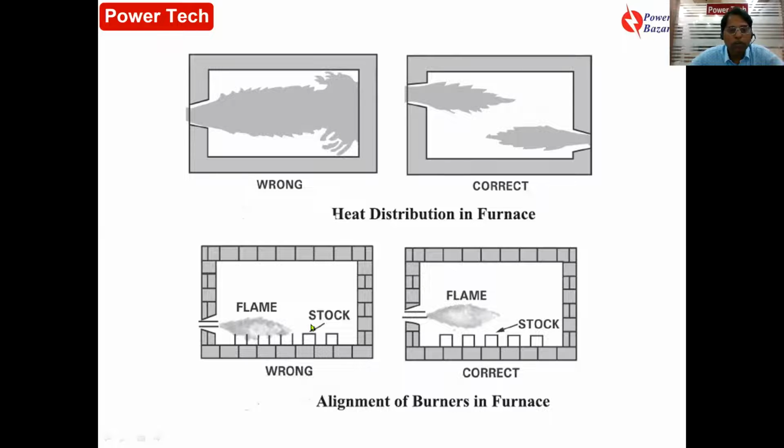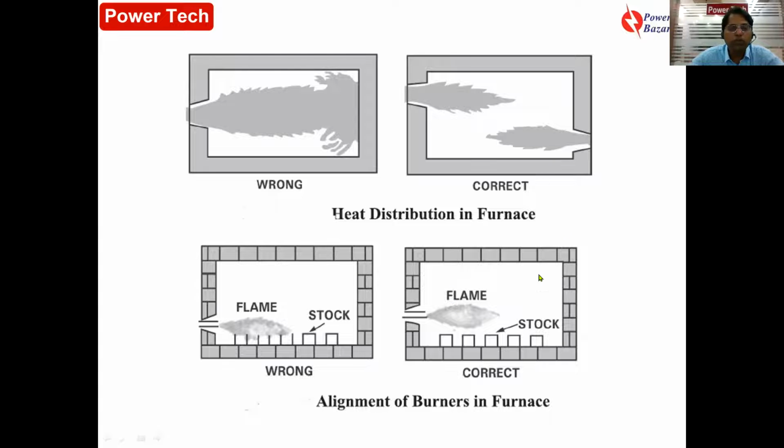Now come to this. Here are the stocks, but here the burner flame is placed in such a way that the flame is touching the product or the stock. That means it will increase the scale losses here. But in this case, we have placed the burner at a higher position, at a higher height, so that the flame does not touch the top. Here, this is a correct system. This is not the correct system.